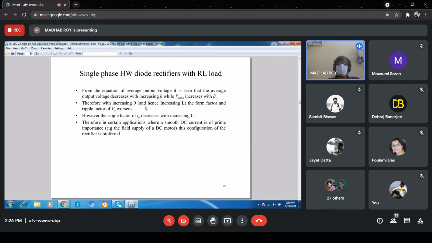So therefore, increasing theta, hence increasing the L, the form factor and the ripple factor of the rectifier will decrease. Another point is that the ripple factor I naught decreases with increasing inductance. So this will be observed from this.